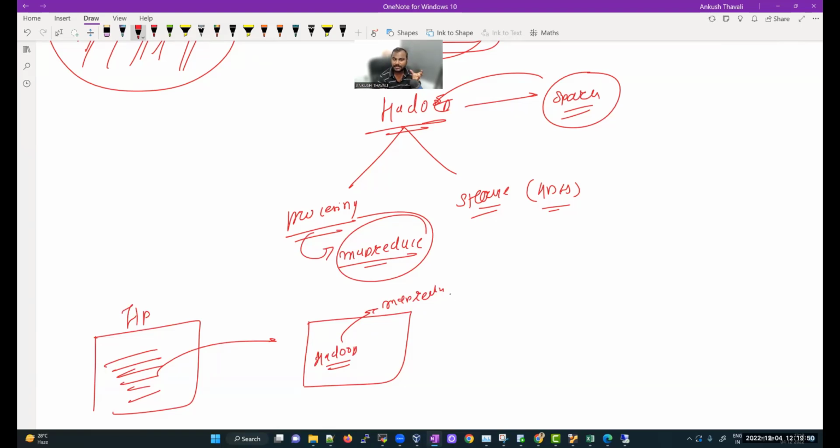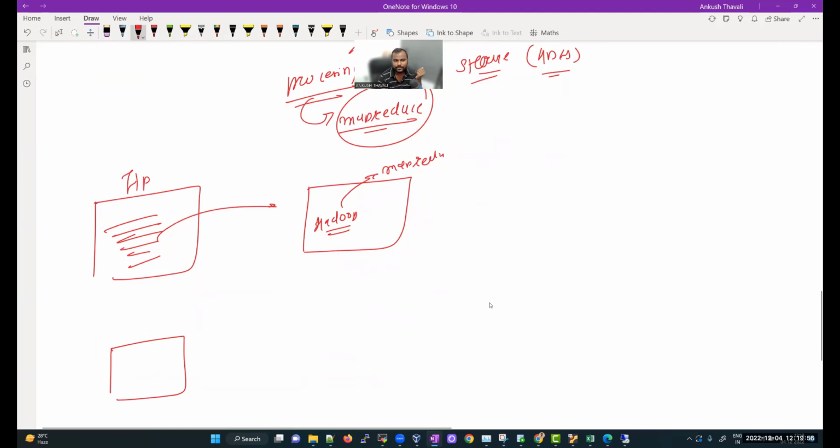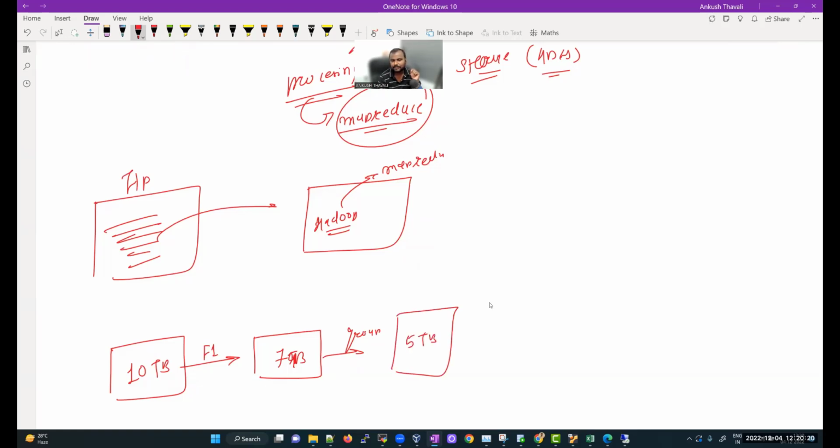Now, if you ask me about the architecture, how the Hadoop project works, consider it like this. Let's say you have a huge amount of data. Let's say initially my data size is 10 terabytes. You use filter number one, and after the filter, you get some 7 terabytes of data. Then again, you use some group by function, and you get, let's say, 5 terabytes of data. Again, you use some filter condition, and finally you get an output of, assume, 2 terabytes. That is my final output.